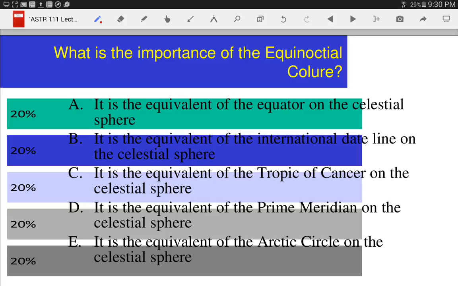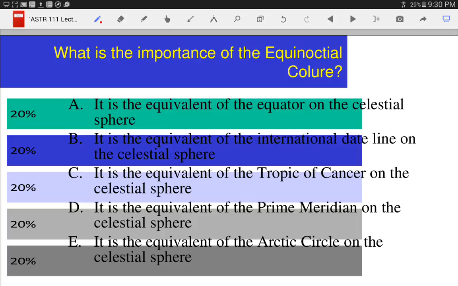What is the importance of the equinoctial colure? Oh, colure. I talked about it in the first half of tonight. Okay, I'll read them for you.